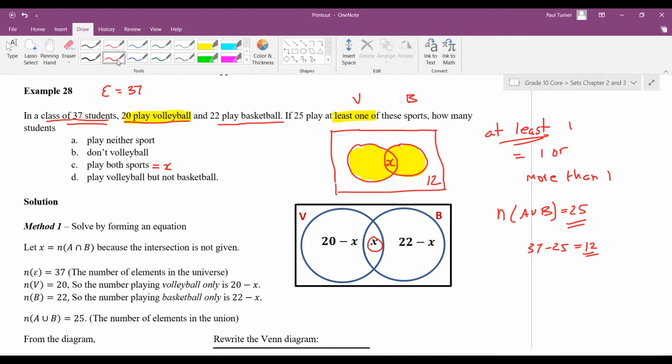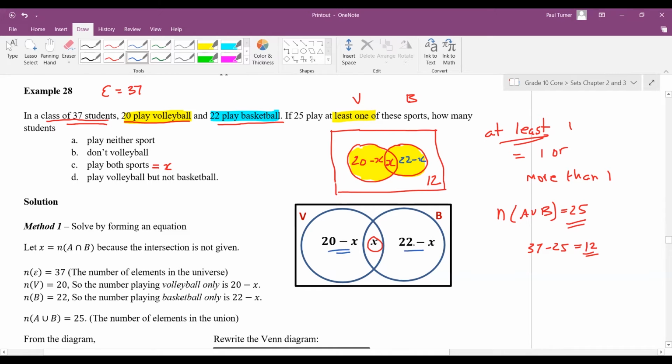Okay. So we come here, this volleyball circle should be 20, but we already wrote X in here. So this should be 20 minus X. So when you add these two things, you'll get 20, because 20 minus X plus X is 20. Okay, so just remember volleyball includes those who also play basketball. And we do the same for basketball here. So 22 play basketball, and 22 would be all of this circle. So basketball only would be 22 minus X, which is what I've got down here.